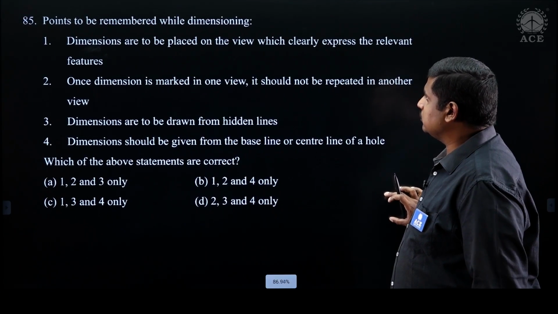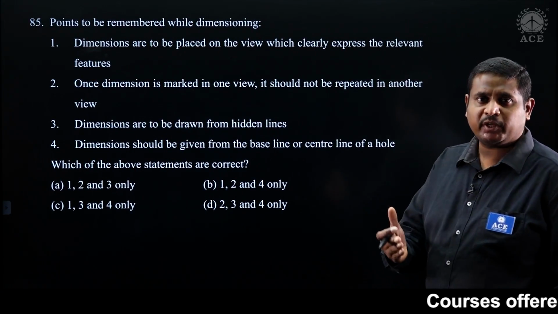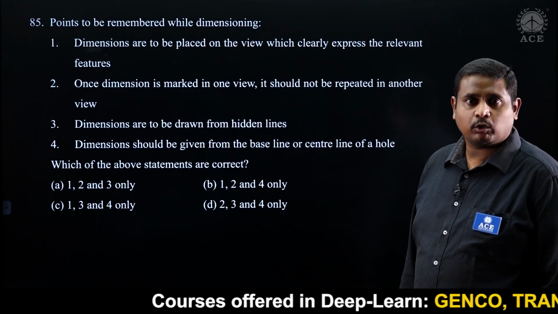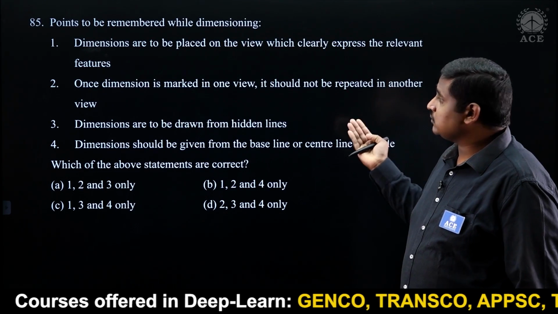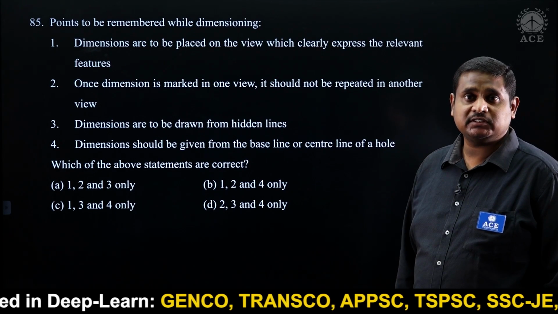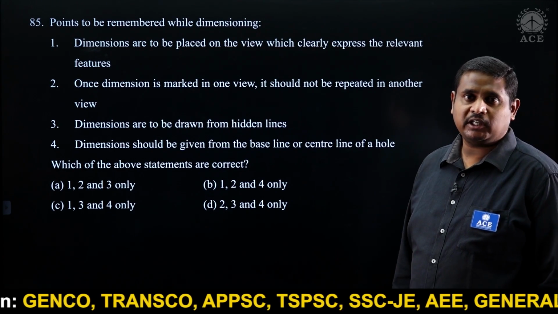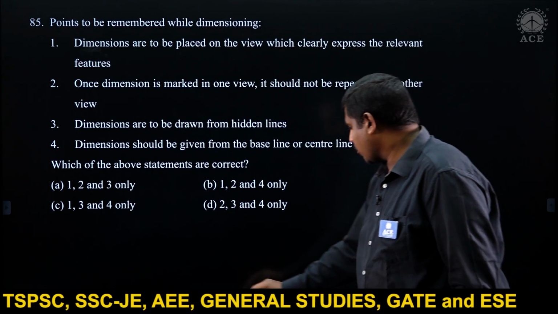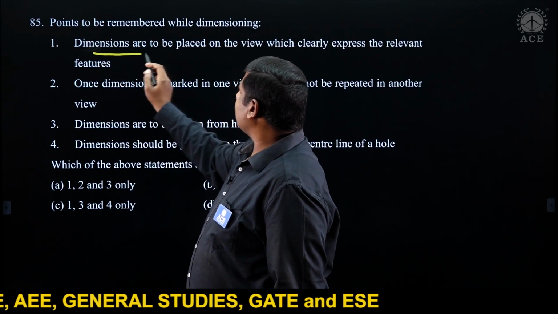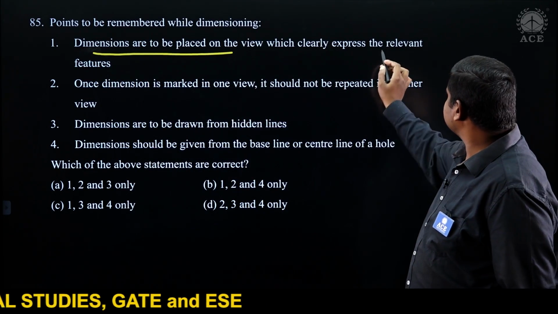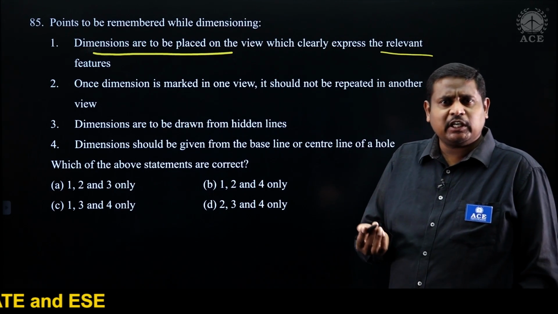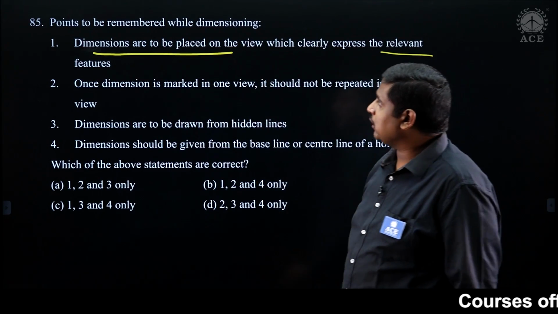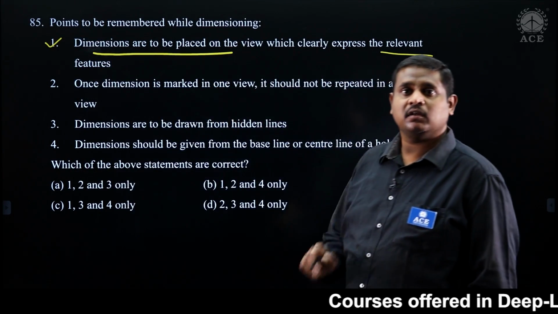Observe it. Focus. This is a very basic question which we have come across even in our DeepLearn of engineering drawing, as well as a direct question which is available in our ESE engineering material. Clear, friends? Now what are the points to be remembered while dimensioning? Let us solve. What is the first point? Dimensions are to be placed on the view which clearly expresses the relevant features. Of course, dimensioning plays a very significant role in order to describe the features of any object. Is that clear? So point 1 is valid.